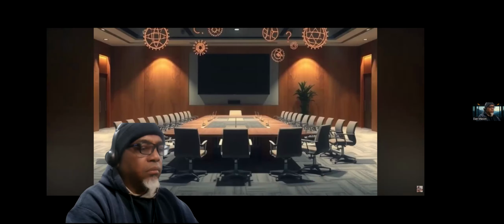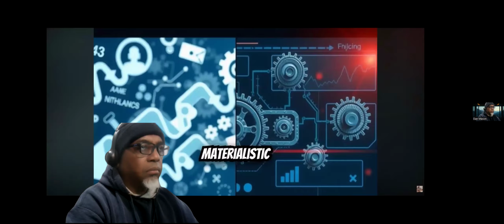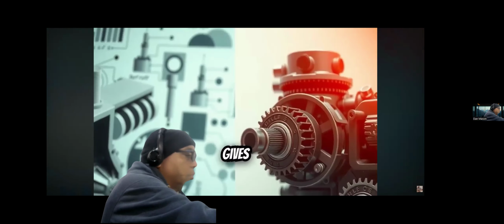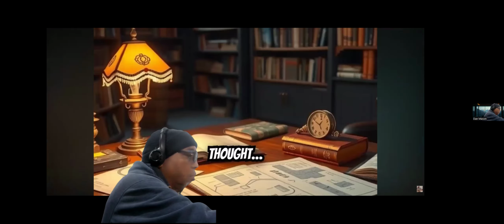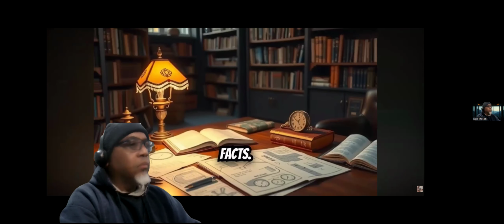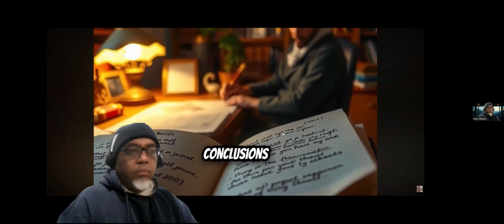These questions are at the center of the argument. Materialistic science provides narratives and conjectures. Design biology gives clear answers based on intellect and purpose. A last thought. Real science is based on facts. It is not afraid of conclusions that go against common beliefs.